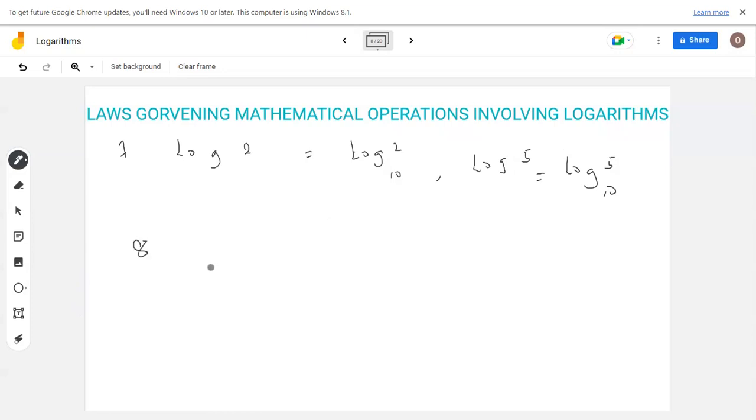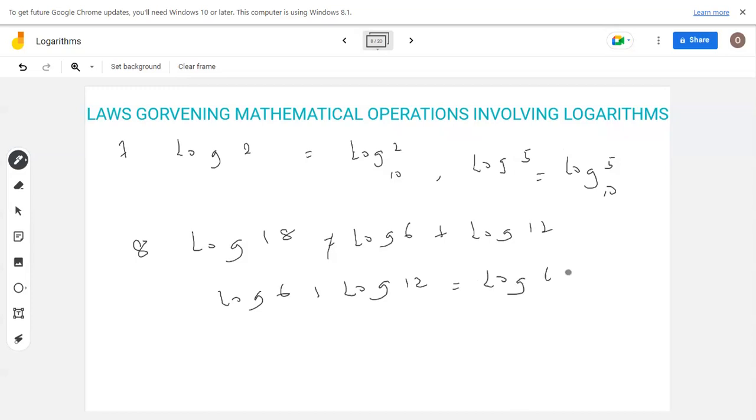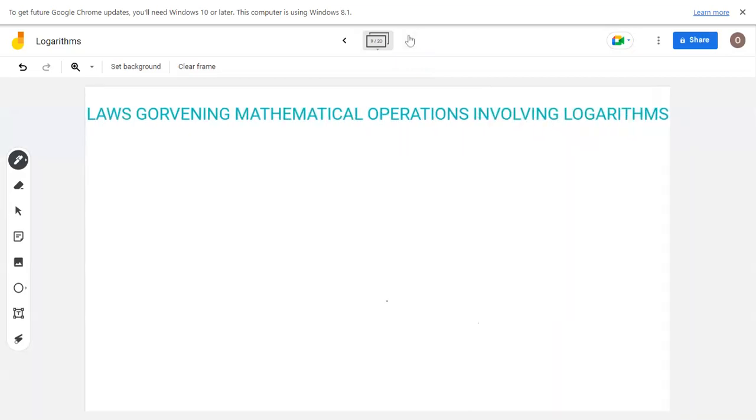So, number 8 law. Now let's take note of this. When we have log 18, for instance, in a mathematical operation involving logarithm, this does not imply log 6 plus log 12. It doesn't go that way. Log 6 plus log 12 will be equivalent to log 6 times 12, which is equal to log 72. Now we go to the next slide.